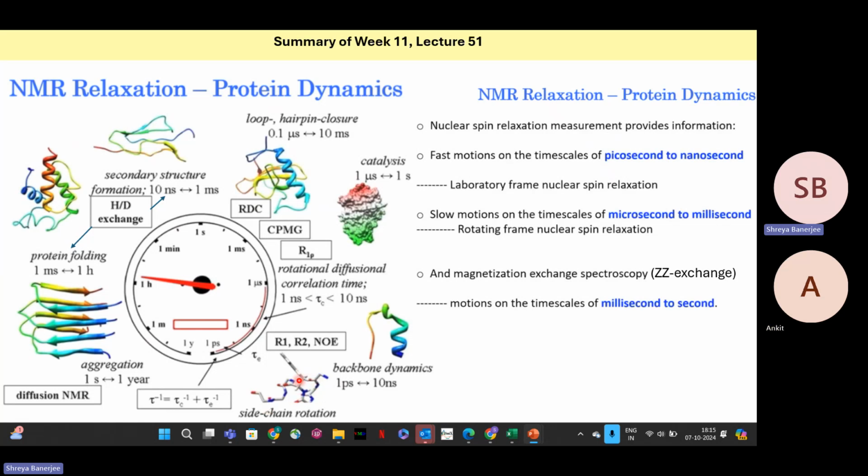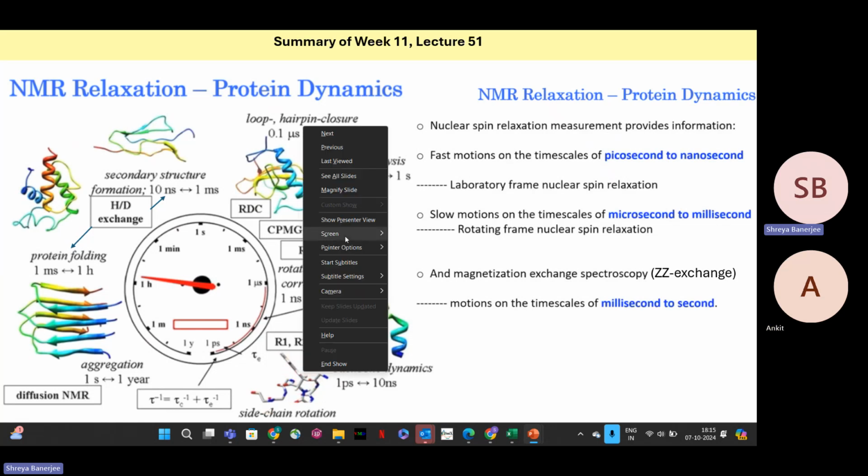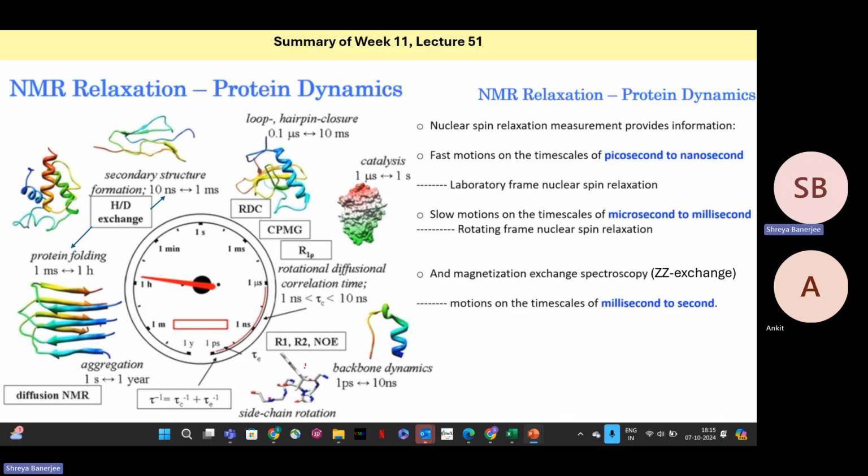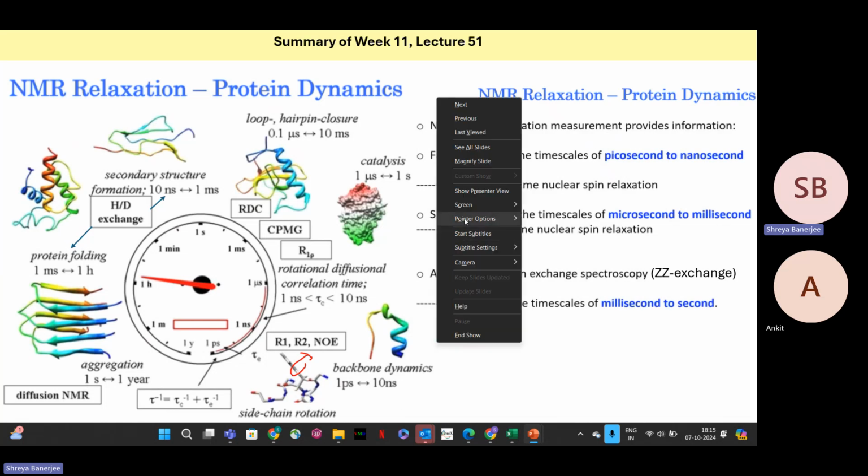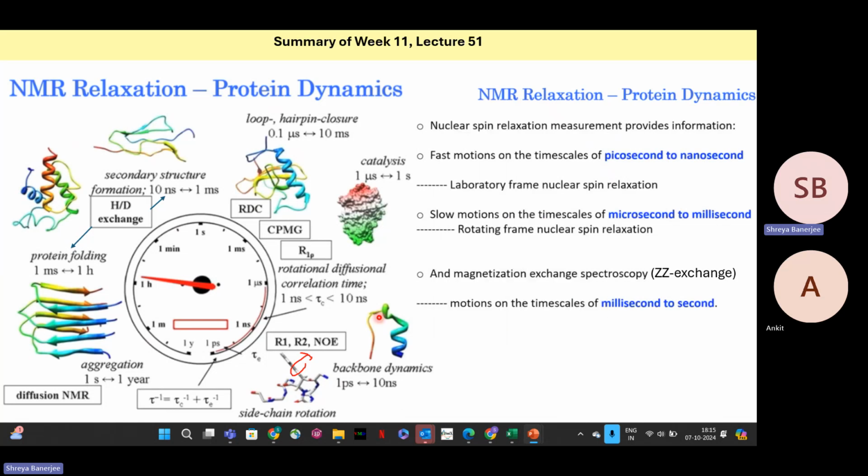So suppose you have a phenylalanine side chain here, and it is just rotating like this. That is a picosecond to nanosecond motion. Or you have a backbone forming a helix and a kind of loop, and the helix is unwinding or it is turning into beta sheet. So the backbone conformation is changing. These are very fast scale motions from picosecond to nanosecond, and these can be studied in the laboratory frame of reference itself using nuclear spin relaxation.